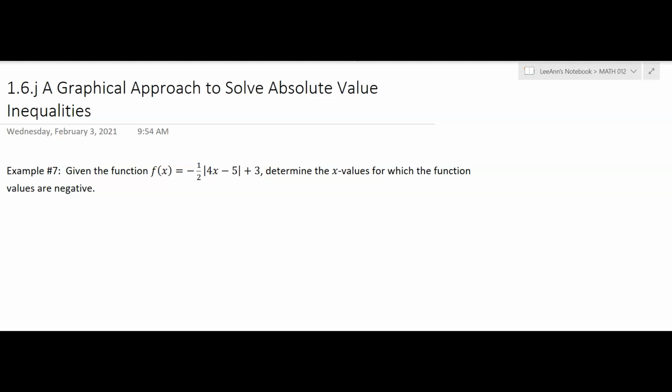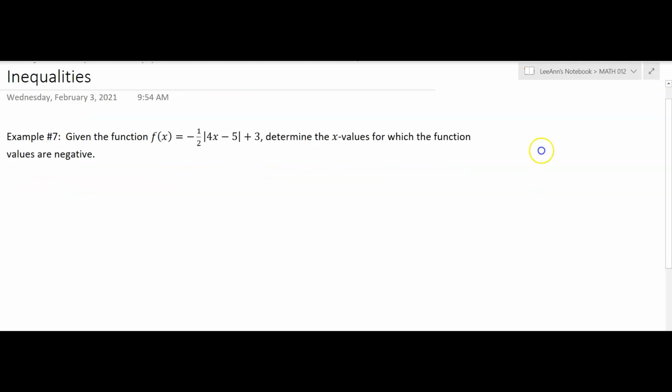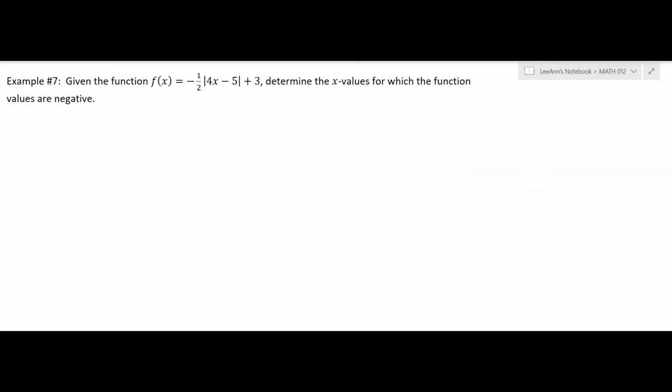Okay, so we have an example here. It says, given the function f of x, blah, blah, determine the x values for which the function values are negative. I'm going to take two approaches to this. I'm going to look at it graphically, and then I'm going to show it to you algebraically, just so that you can see that. All right, so let me slide this up because it's going to take a little room to do the graphing part of it.